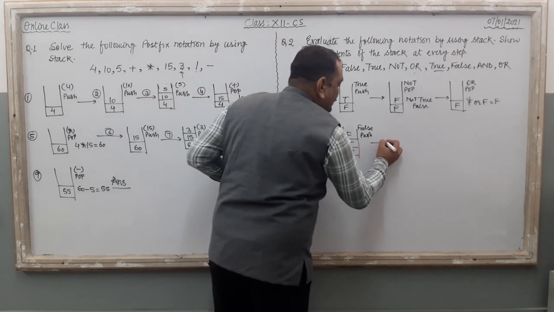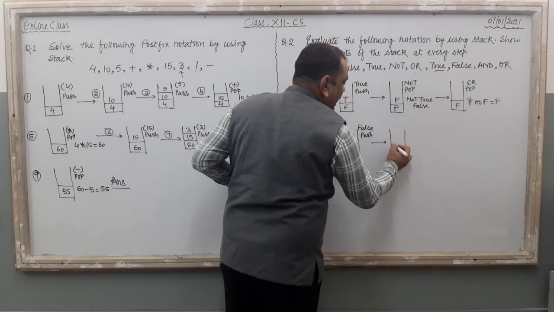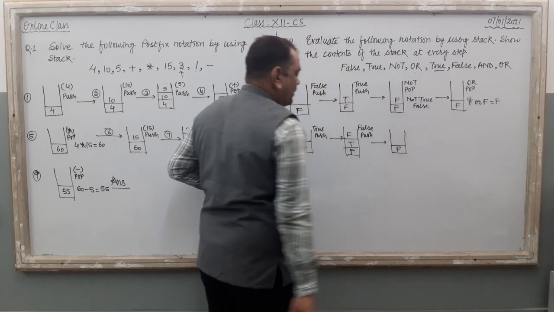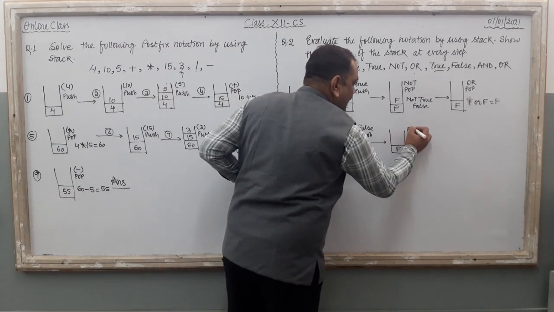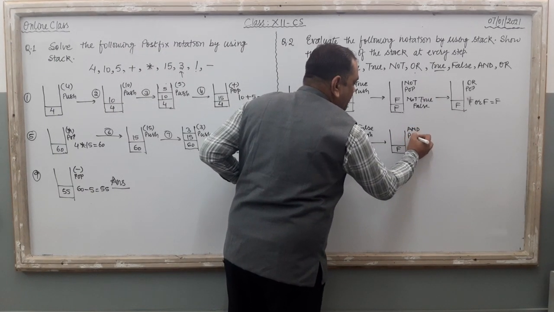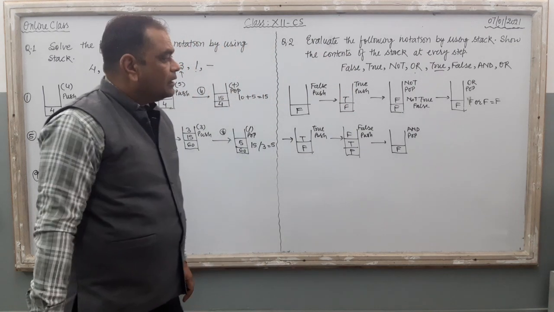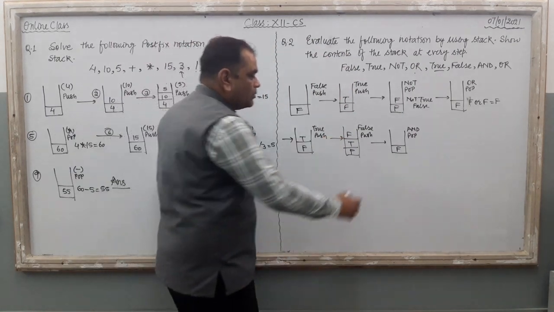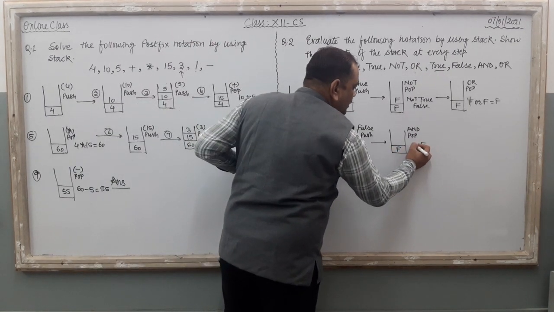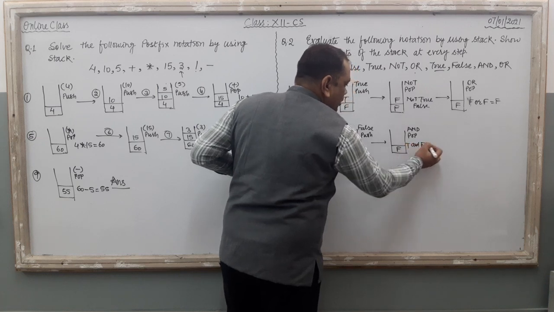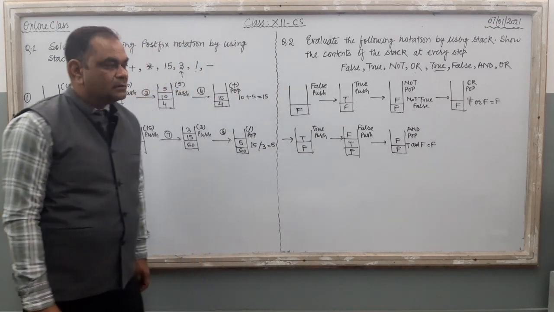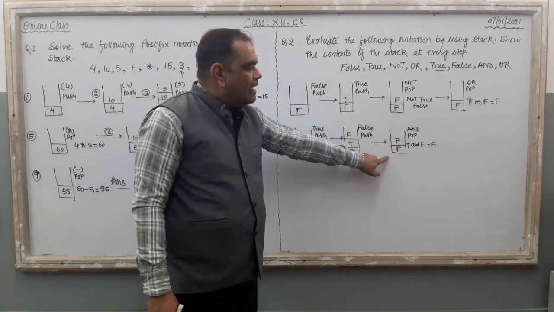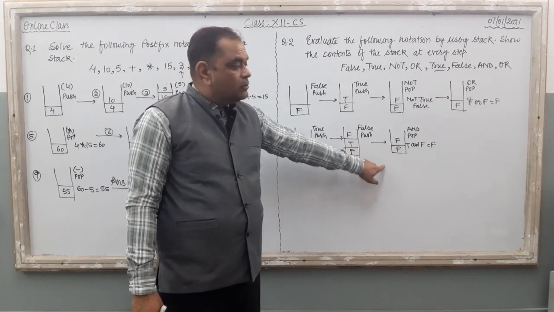Right? Then next, we are here on the AND operator. AND operator means what? AND is a binary operator. So just write AND over here and then write pop operation. Done? Then just take two values, two operands, false and true. Now the result is false. Push the result back into the stack. Done? Now the stack is having two operands, two values inside it.